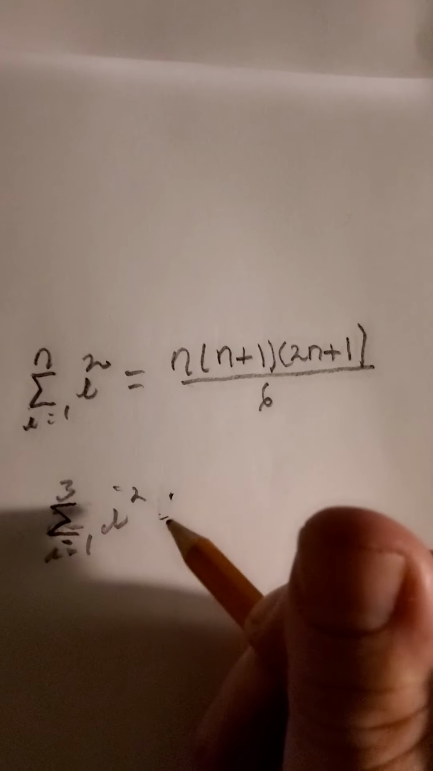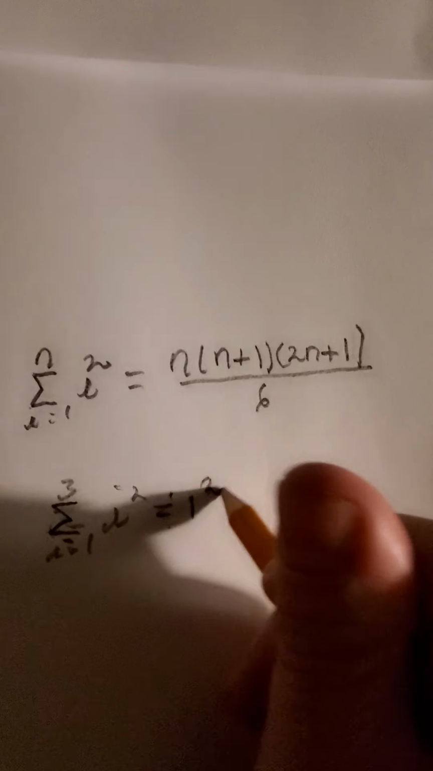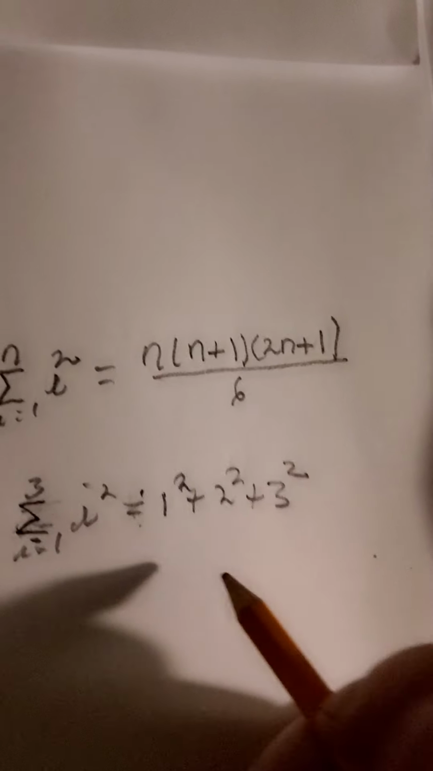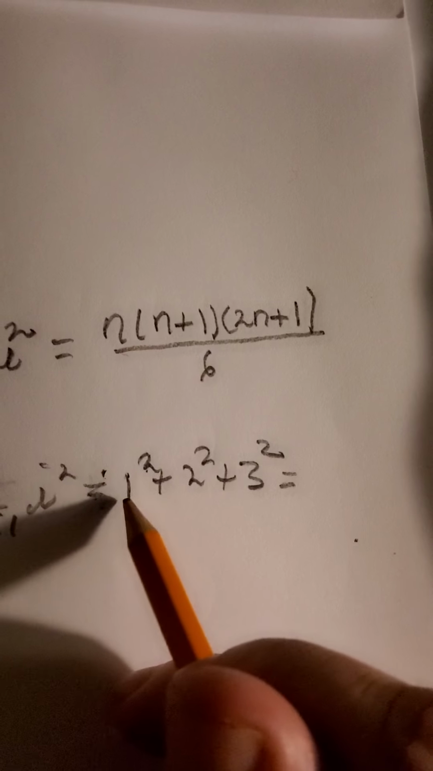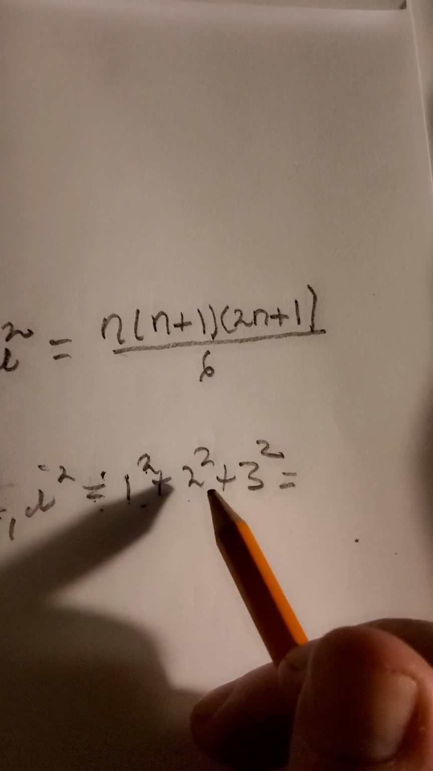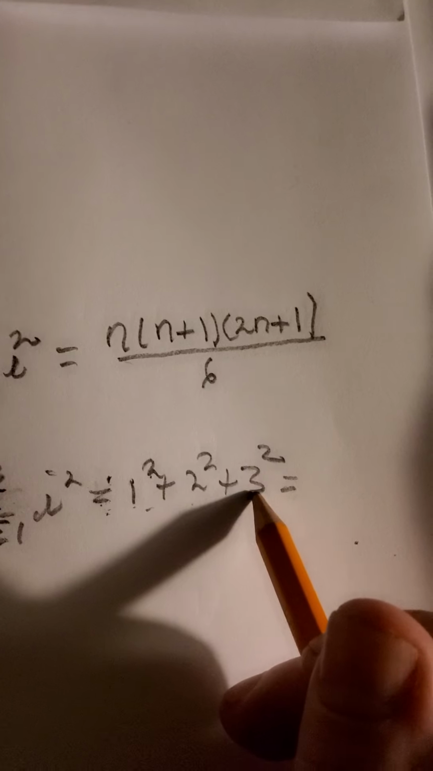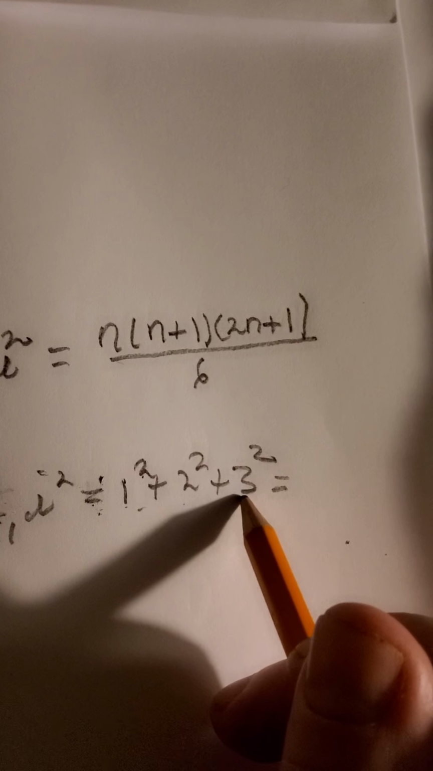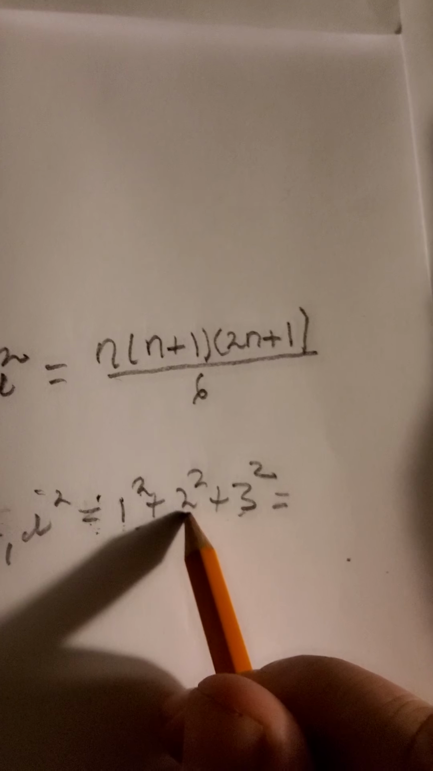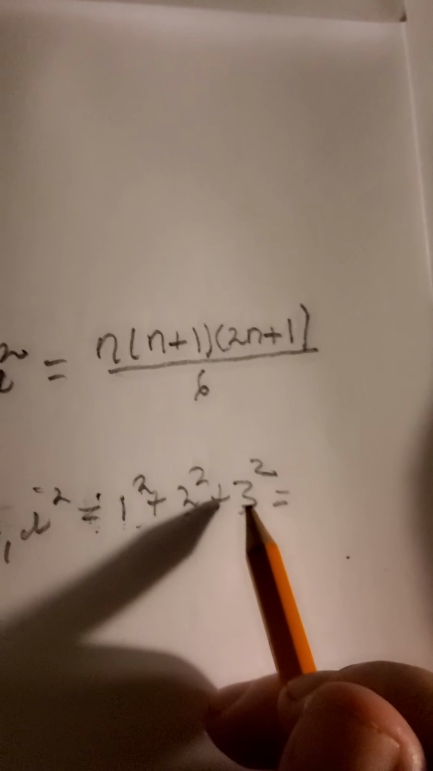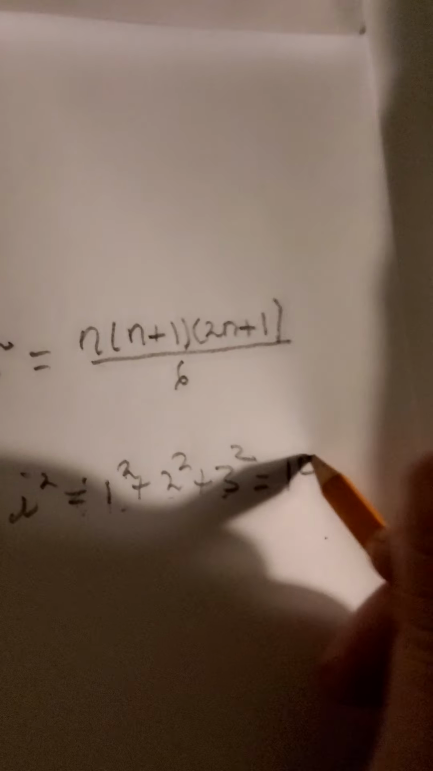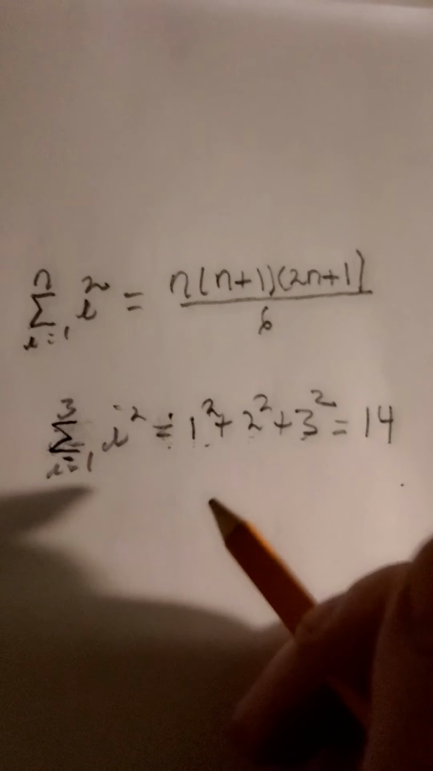Well, let's do it. Okay, it's going to be 1 squared plus 2 squared plus 3 squared, which would equal 1 squared is 1, plus 2 squared is 4, so that's 5, plus 3 squared is 9, I'm sorry. 1 plus 4 is 5, 5 plus 9 is 14. Okay, now let's try it under the formula.